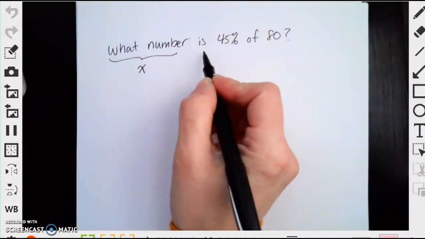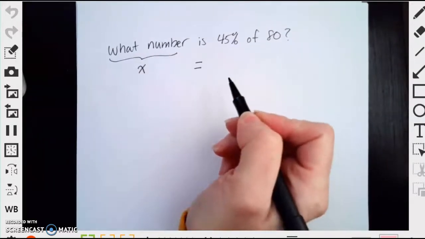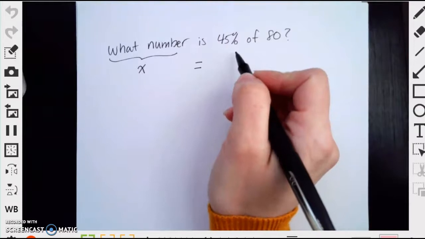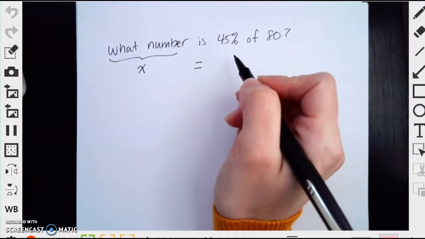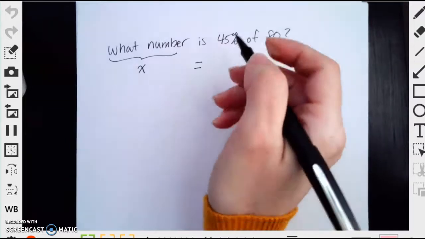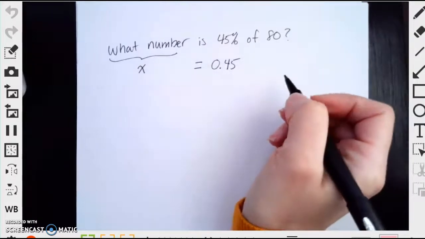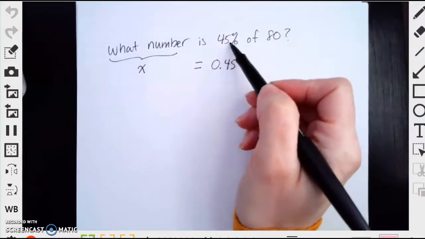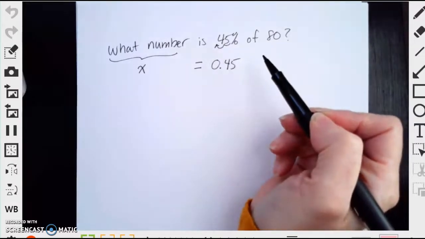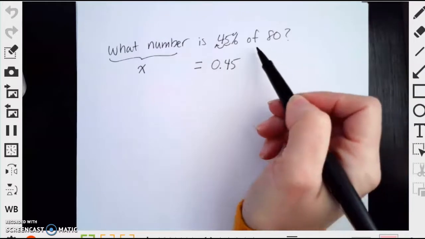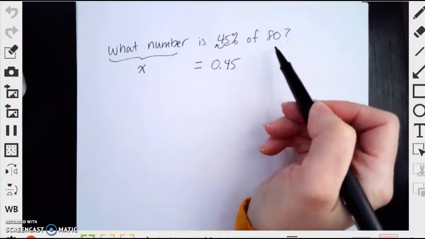Whenever you see the word is, you can translate that into an equal sign. When we're working with percentages, we often turn them into decimals so that they're easier to make computations with. So 45% is 0.45 as a decimal. You can get that by taking your decimal point in the percent and moving it 2 places to the left. You could also divide the percent number by 100. The word of translates to multiplication, so we're going to multiply by 80.